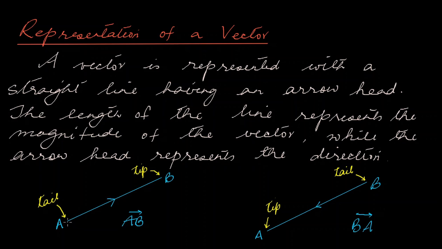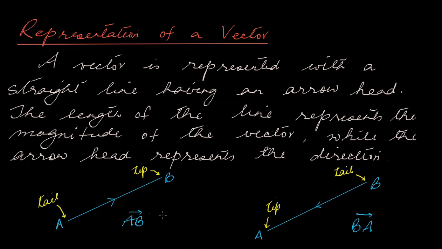For example, you have a straight line like this, and the arrowhead is going from A to B. Therefore we write the vector as AB with an arrow bar sign. Got it? It is starting from point A and going to point B. So B here is the tip of the vector and A is the tail of the vector. Or you can have a vector going from B to A. In that case you write BA.